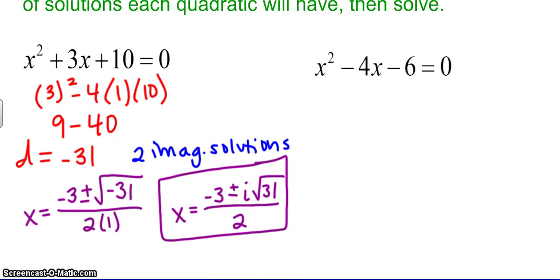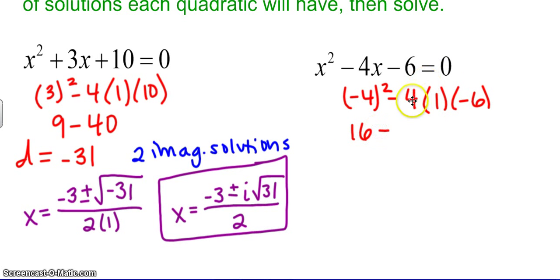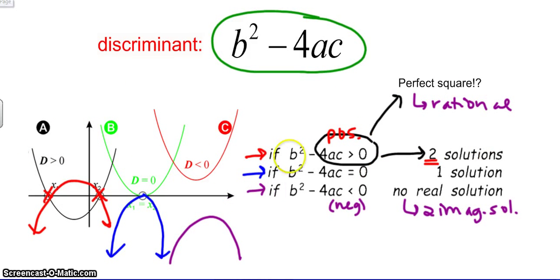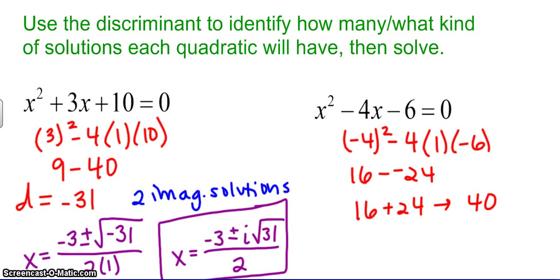Alright, this next one, again, we're in standard form, so we've got a, b, and c. Let's go ahead and use the discriminant. b squared minus 4ac. This is going to be 16 minus 4 times 1 is 4, times negative 6 is negative 24, so minus a negative 24. 16 plus 24, which gives us a discriminant of 40. Again, looking back at your list until you get the hang of it, if we have a number greater than 0, we're going to have 2 real solutions.